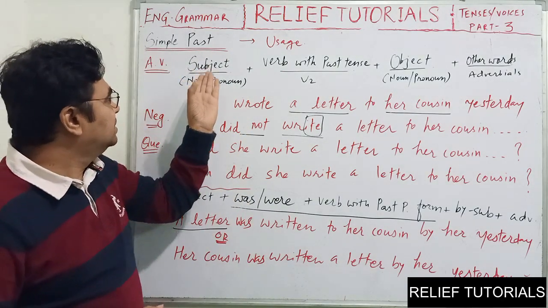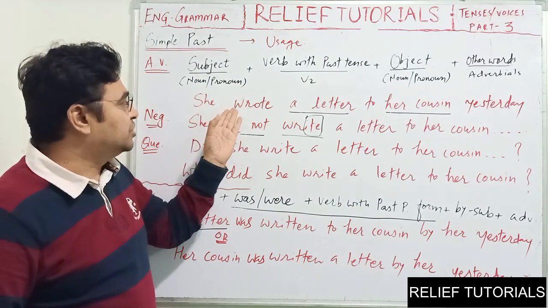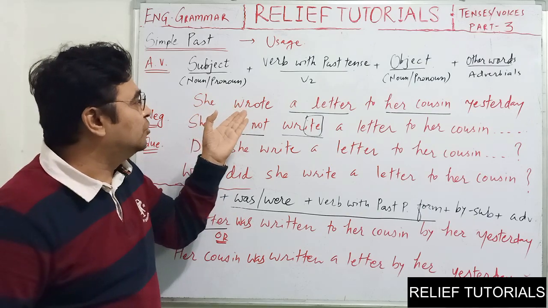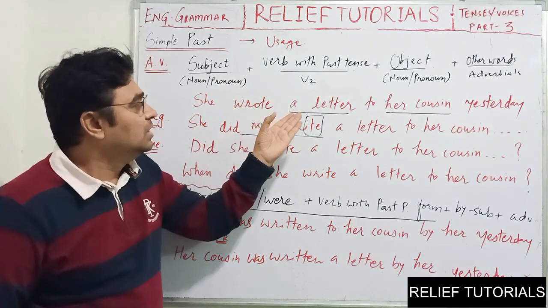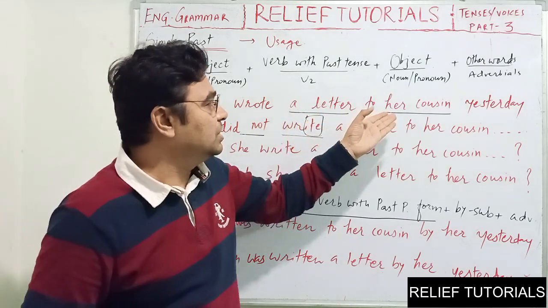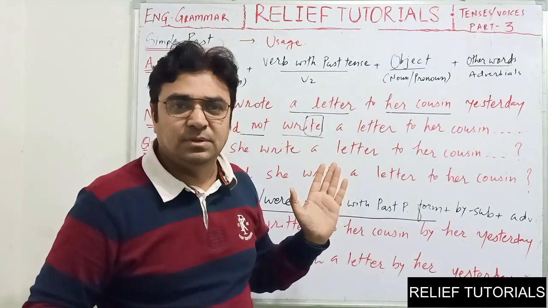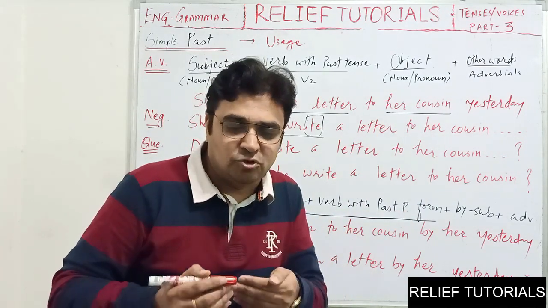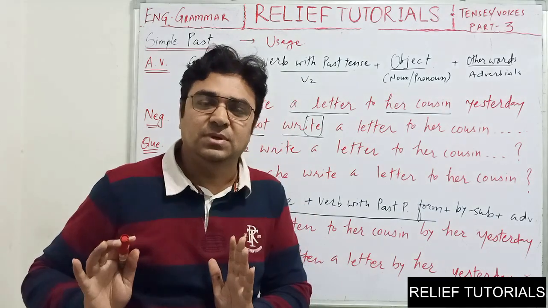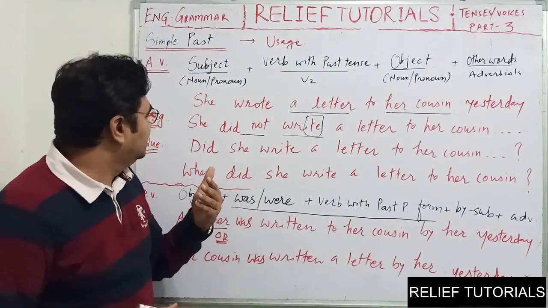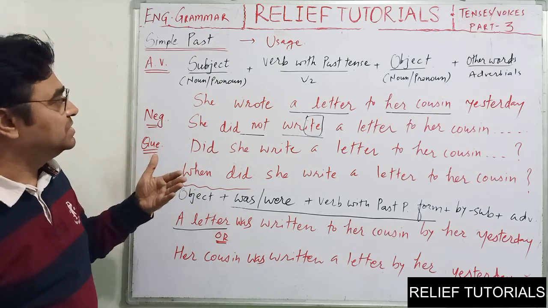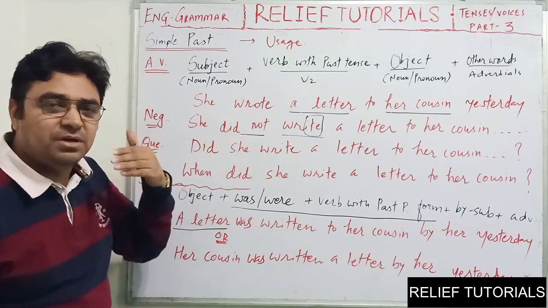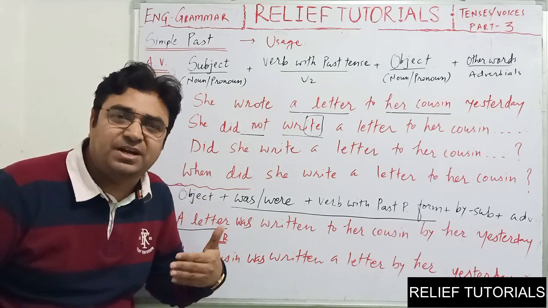Example: subject again, she. Instead of write or writes, as it is past tense, the past tense of the verb write is wrote. Then the object, letter to her cousin yesterday. So yesterday shows that something happened in the past. The task of writing happened in the past, yesterday. So this is simple past tense active voice. If you see the past tense form of the verb, believe that it is simple past tense active voice.